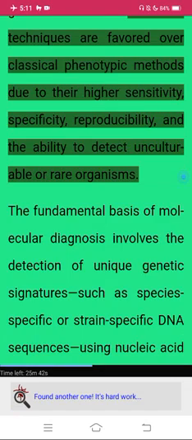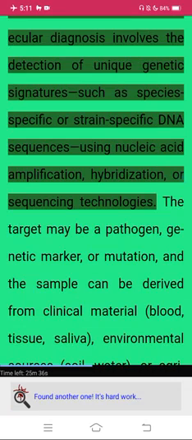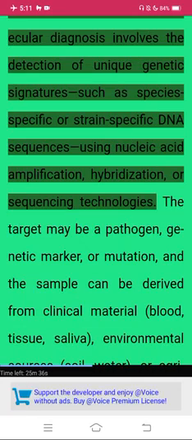Molecular techniques are favored over classical phenotypic methods due to their higher sensitivity, specificity, reproducibility, and the ability to detect unculturable or rare organisms. The fundamental basis of molecular diagnosis involves the detection of unique genetic signatures, such as species-specific or strain-specific DNA sequences, using nucleic acid amplification, hybridization, or sequencing technologies.